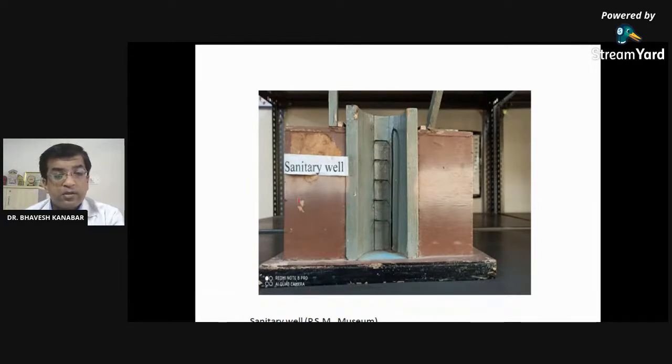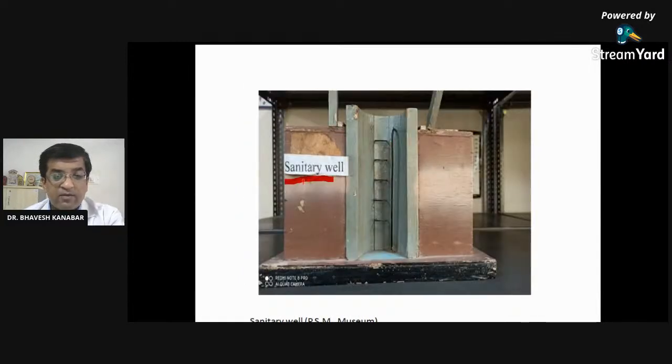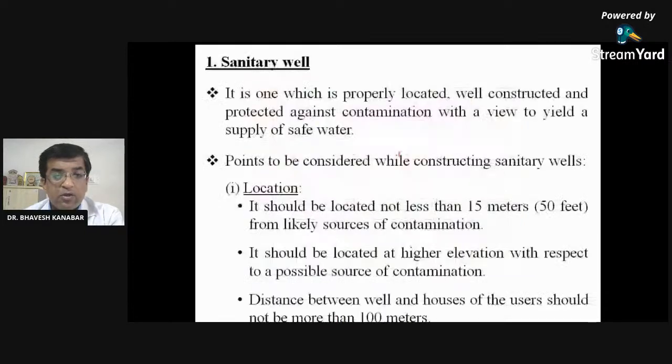This is actually a sanitary well, and there is also one model of a sanitary well. So we have to focus on the sanitary well. Some discussion about the sanitary well can be asked in your theory exam also as a short note. So whatever is discussed over here, it can be written.